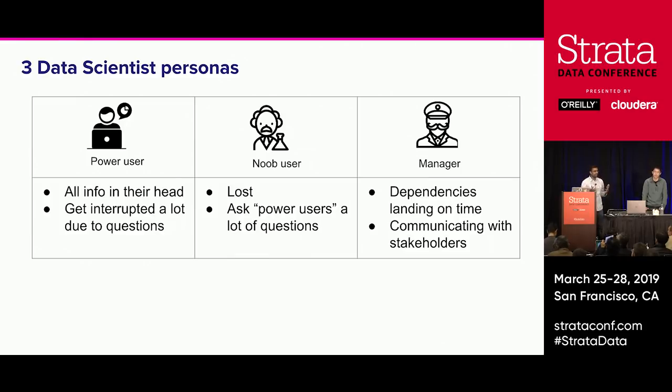Dependencies landing on time, making sure that if your data is not arriving on time, you're communicating that to your stakeholders. So we focused on the first 2 kinds, and we want to make sure that we reduce the number of Slack messages that get sent around asking for answers, and it's the same questions over and over again.